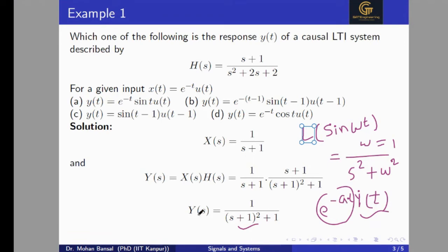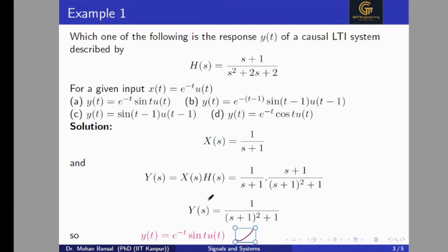So in this problem, here a is equal to 1. So the answer is e to the power minus t sine t u(t). That is satisfying option A. So option A is correct, e to the power minus t sine t u(t) for this problem.